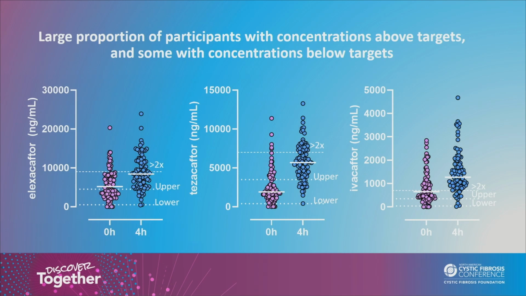So as you can see here, I've marked the upper and lower limits that are defined by those dose-finding studies, and I've also arbitrarily defined 2 times the upper limit of those values, just so you can kind of get a sense of where people fall. So obviously at 0 hours before they've taken the drug, you can see quite a few people fall above the upper limit, but by the time you get to 4 hours, almost everybody is well above that upper limit, which suggests that the dose-finding studies were very adequate.